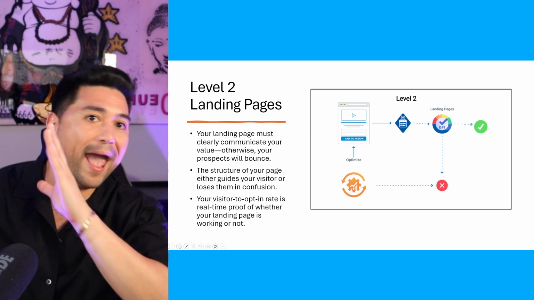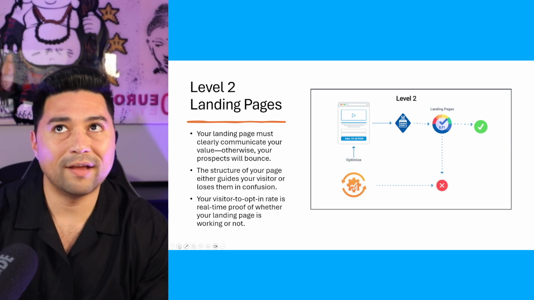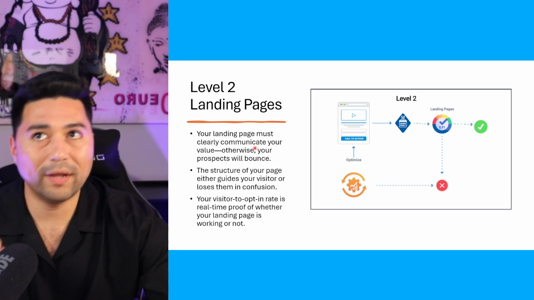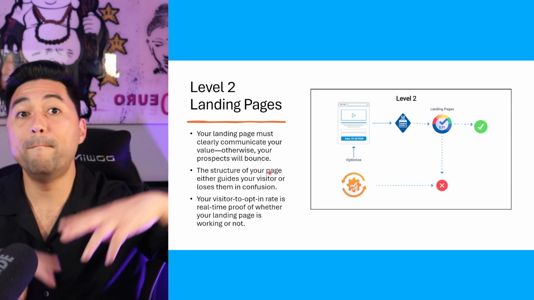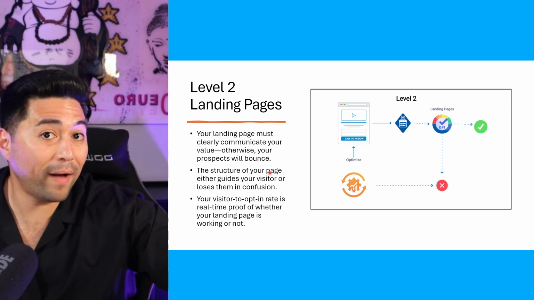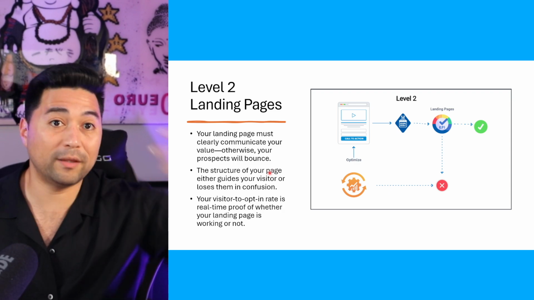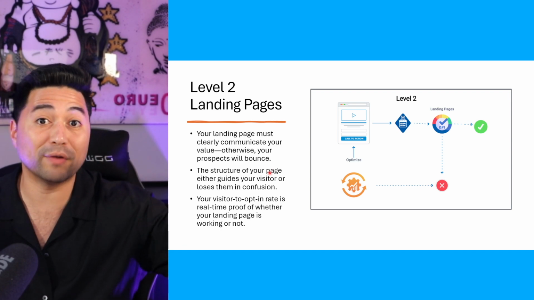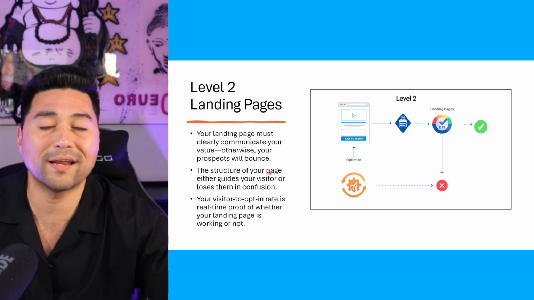Now, level 2 here is the landing page. So once we get these ads dialed in, now we need to see the next phase of the process, which is the landing page. So the landing page must clearly communicate your value. Otherwise, your prospects will bounce. By the way, Google has a KPI called the bounce rate, right? What's the percentage of people who hit the page and bounce within a certain amount of time? That's the bounce rate. So if you have a high bounce rate, that means your page, your website, is not good or it's not relevant to your audience, right?